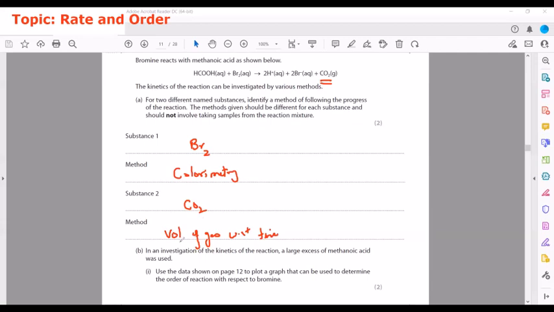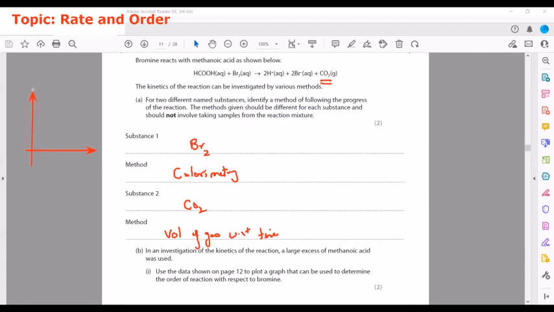The second part: in an investigation of the kinetics of the reaction, a large excess of methanoic acid was used. Use the data on page 12 to plot a graph and determine the order of reaction with respect to bromine. So why do we use methanoic acid in excess? So that the change will be negligible. The rate does not depend on the concentration of methanoic acid, and only the bromine molecule changes. How do we identify what kind of reaction it is, whether first order, second order, or zero order? Using the shape of the graph, we can determine the order of reaction.